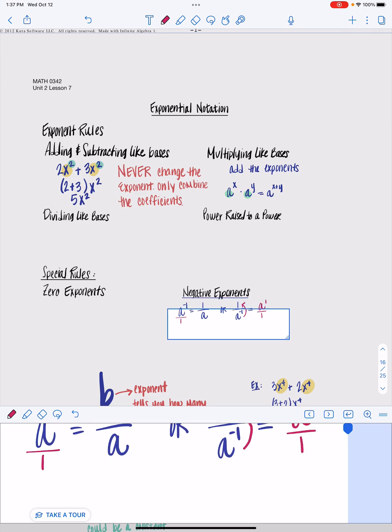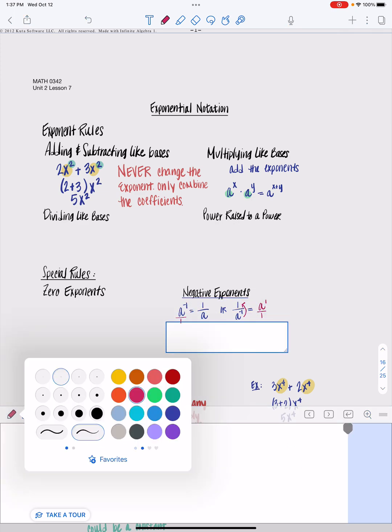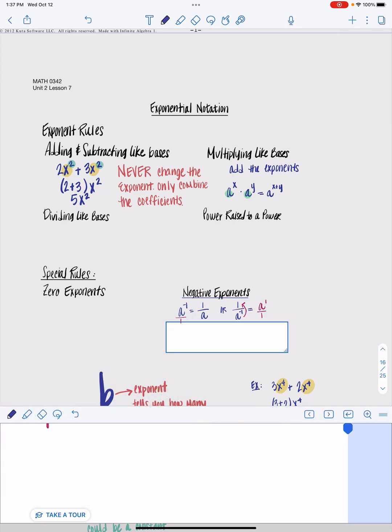The other thing you need to be super aware of is if you have a coefficient with a negative exponent on the variable, here's what happens. Remember that this 3 has its own exponent. It's got a little 1 sitting up there. I'm going to change the color of it so it stands out.